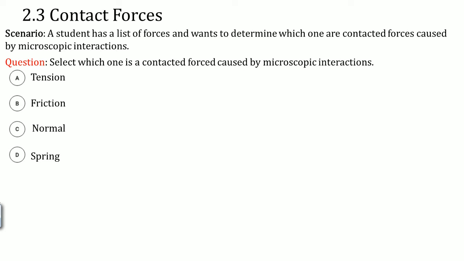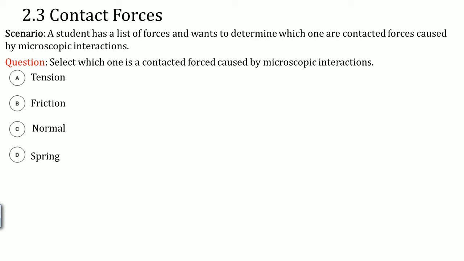Scenario: a student has a list of forces and wants to determine which ones are contact forces caused by microscopic interaction. Question: select which one is a contact force caused by microscopic interaction. Here, you first have to understand what a microscopic interaction is.